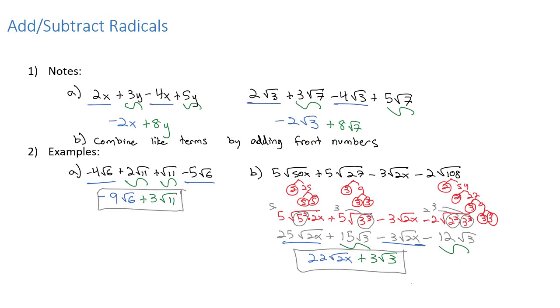By simplifying the radicals first and then combining like terms, we can add and subtract radicals. Our next video is going to take a look at how we can multiply radicals.